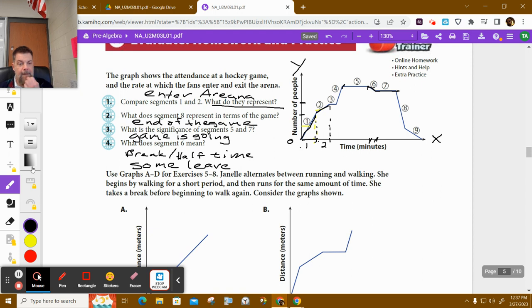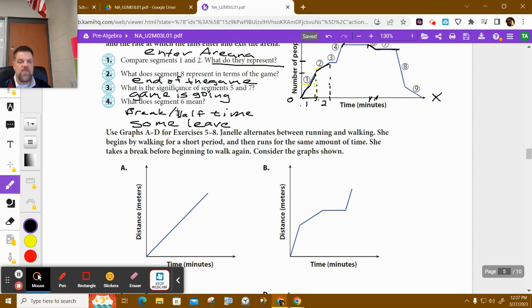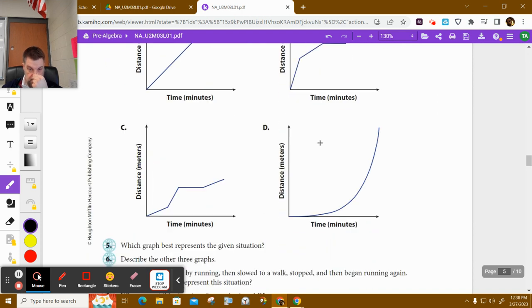Okay. So now let's move on to graphs A through D. Exercise 5 through 8. Janelle alternates between running and walking. She begins by walking for a short period, then she runs for the same amount of time, then she takes a break, and then she begins to walk again. And we've got to figure out which graph represents that. So I'm going to say C.